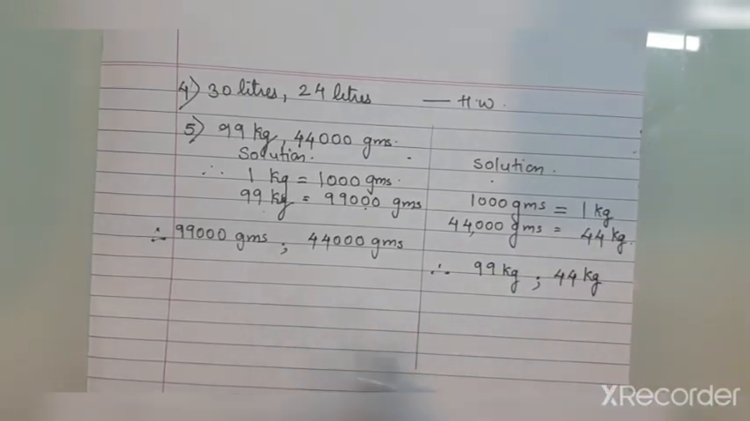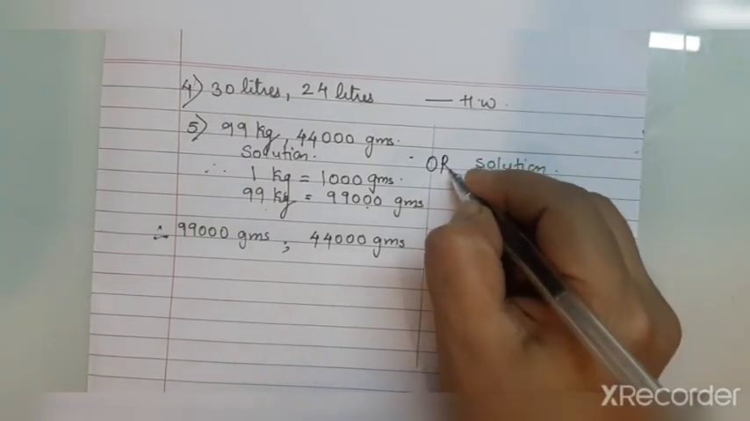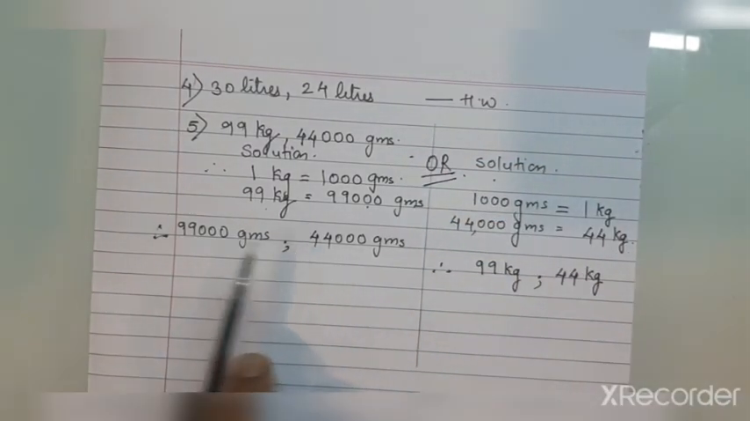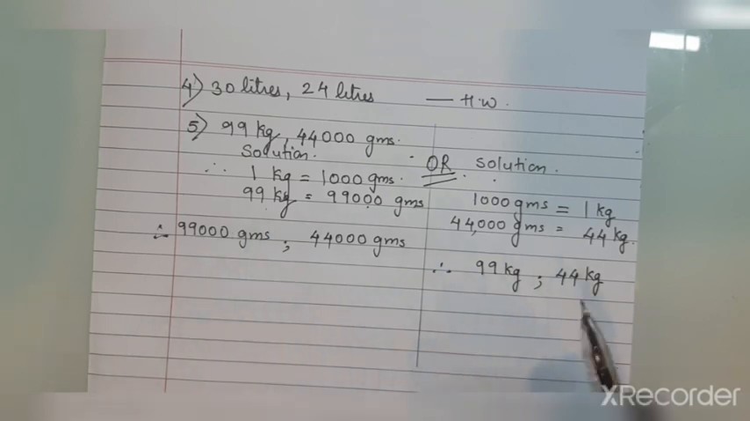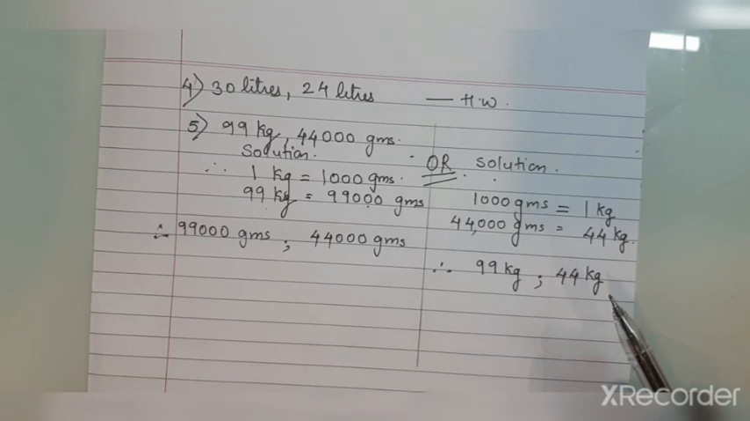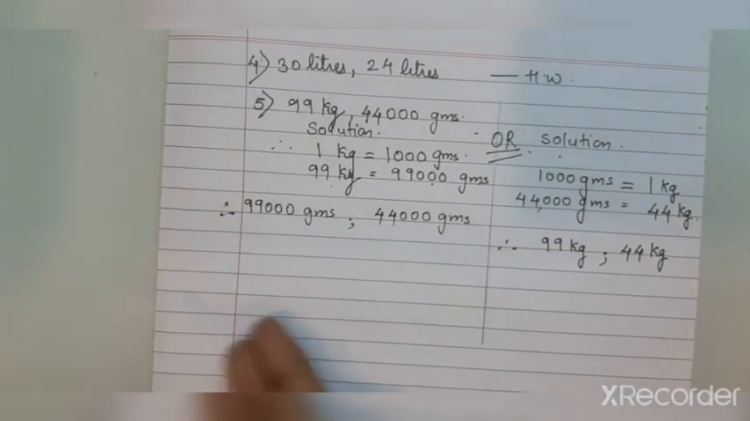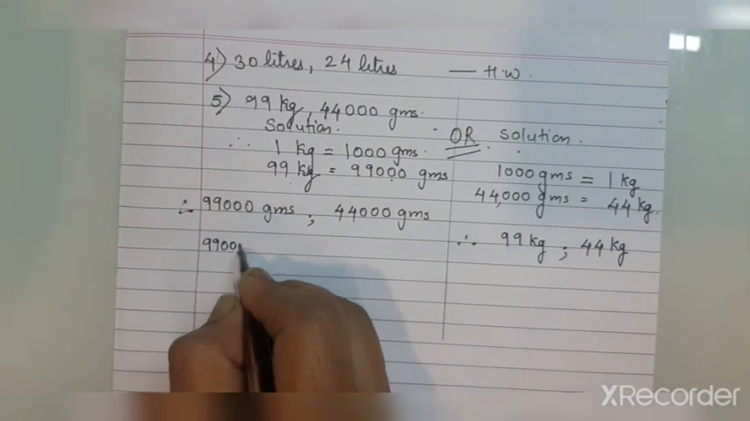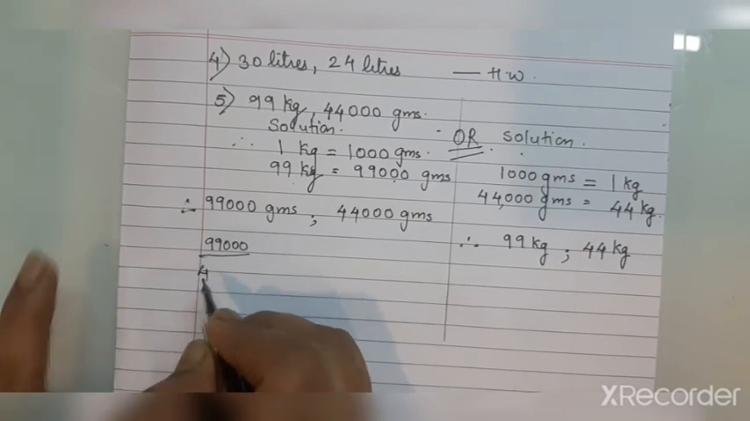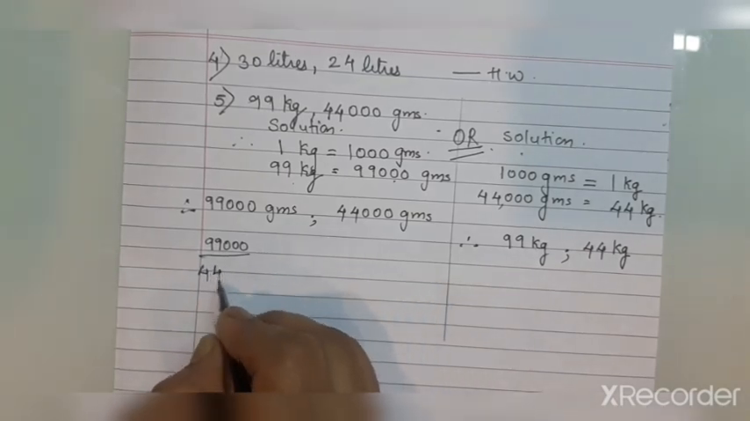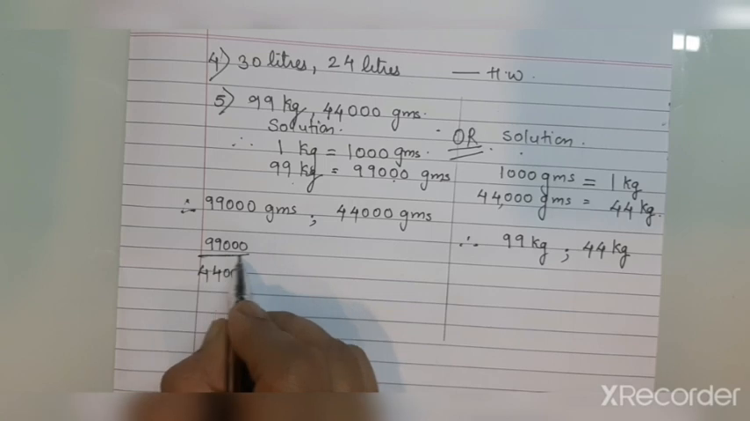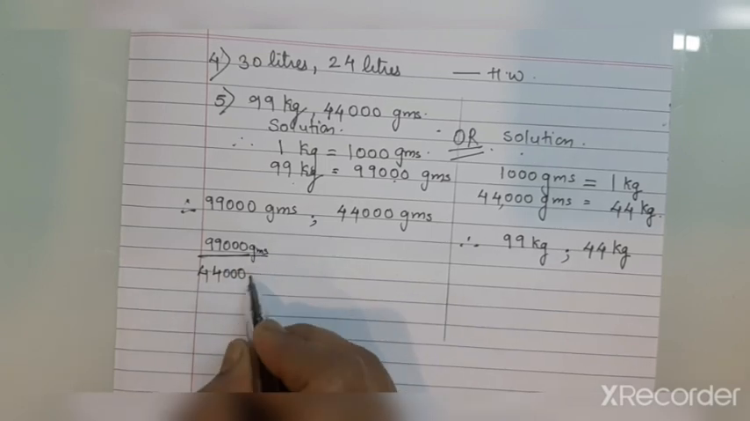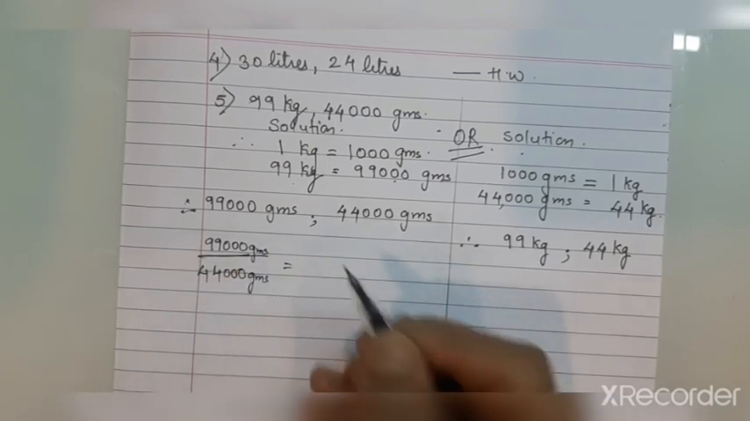You can solve by any one method. I am putting here 'or'. Either you convert to grams or you convert to kilograms. Okay, so it is your choice which calculation you find easier. Now here in fact both the answers will be same. So now here the sum becomes 99,000 grams and 44,000 grams.